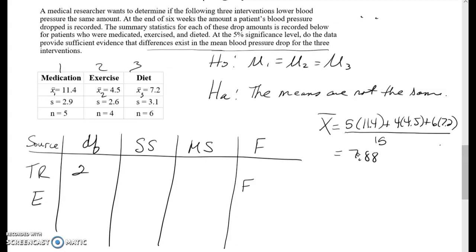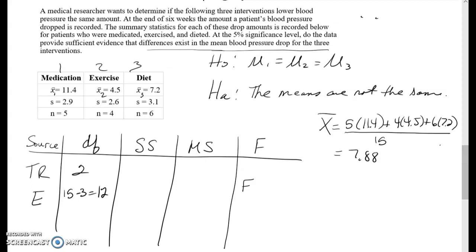Now the degrees of freedom of the error. The error, of course, represents the amount of variation that's occurring within each population. So for that one, we're going to take the total n that we knew was 15, and we're going to subtract the number of populations, which is 3. So that's going to give us degrees of freedom 12.